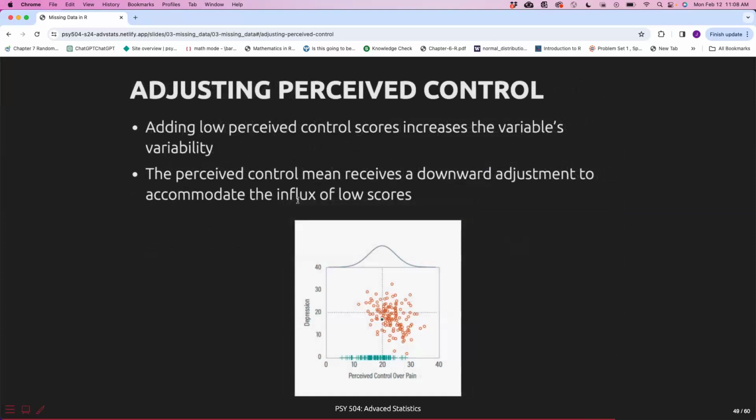So what happens when we add in this perceived control variable again is that it increases the variable's variability, right? So we're entering in all of these data points for low control. That's going to make the variable more variable, right? So what we see here is that the true mean for both of them is 20. When we include these low perceived control scores, we see there's kind of a downward adjustment to account for those low scores in the actual true mean.